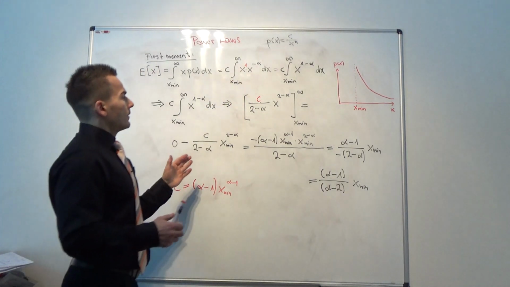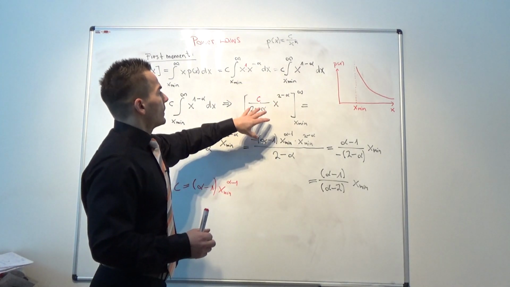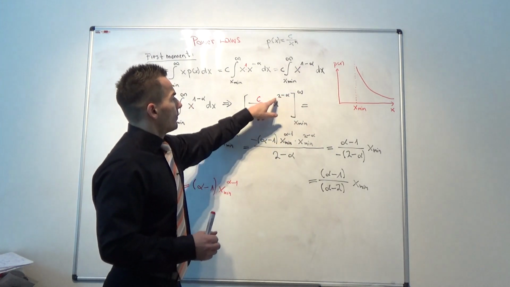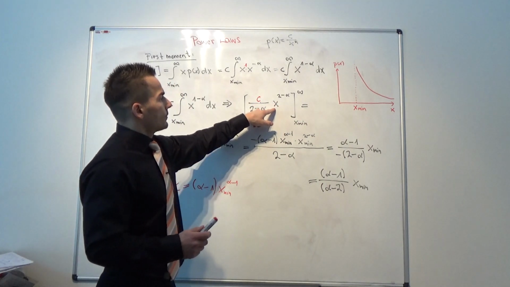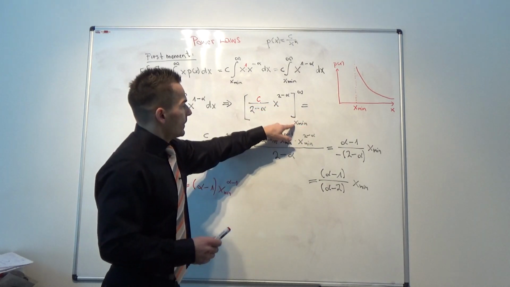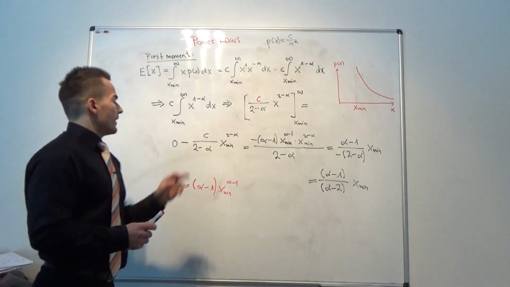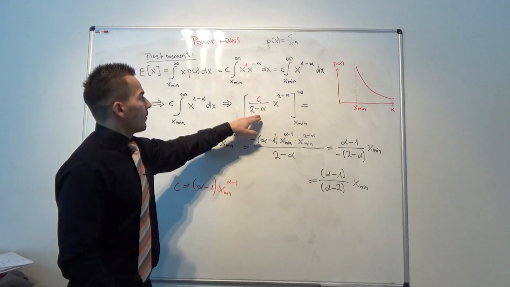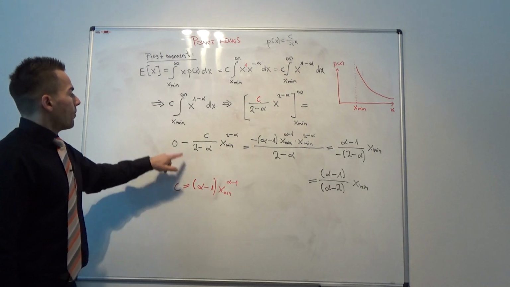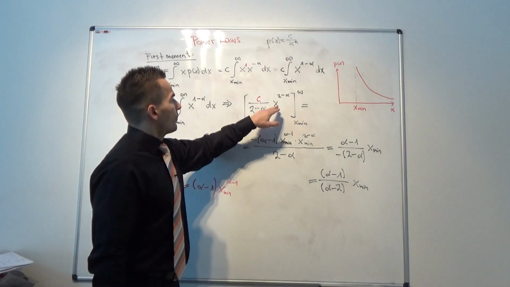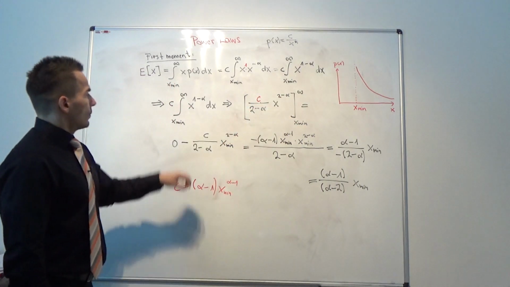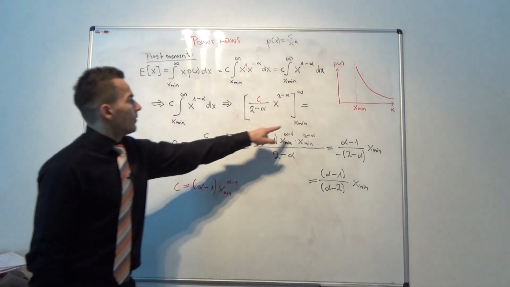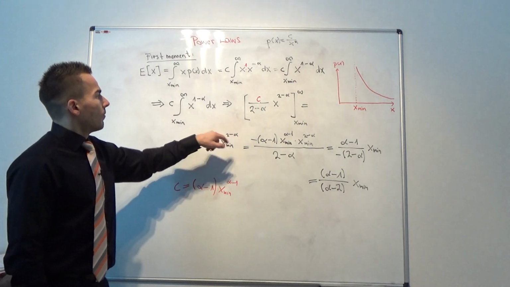So again, how do we solve this integral? We have to plug in what is on the upper bound for our variable x, and then subtract what we get from plugging in the lower bound for x. This is what happens in the next step. If x is infinite, the whole expression becomes 0. It's 0 minus plugging in x minimum for x. What we get is c over 2 minus alpha times x minimum to the power of 2 minus alpha.